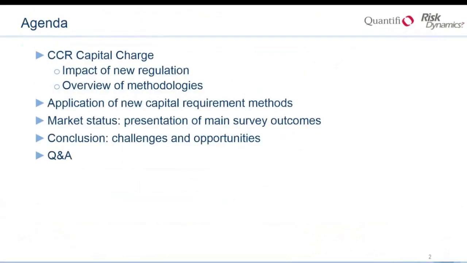So first, let's have a look at the agenda. We would like first to make a point on the new regulation with respect to counterparty risk and present an overview of related regulatory methodologies. After that, we would like to show you the impacts of this new regulation and the minimum regulatory capital for specific businesses. Then we will provide an overview of the market status with respect to the implementation of the new regulation on counterparty risk by presenting the main outcomes of our survey that we ran last summer. Finally, we would like to conclude by presenting the opportunities and challenges of the market for the short term and leave some space for a Q&A session.